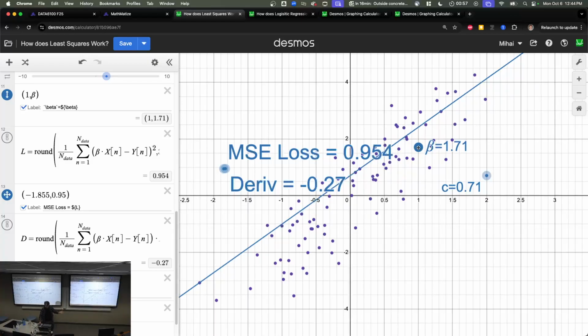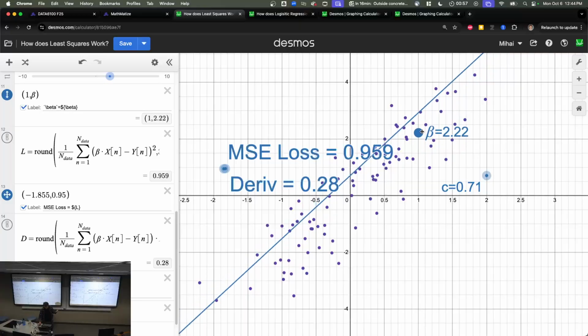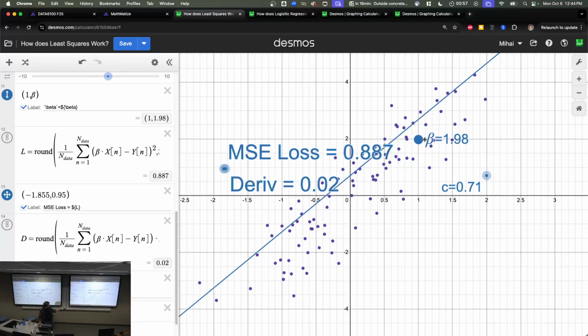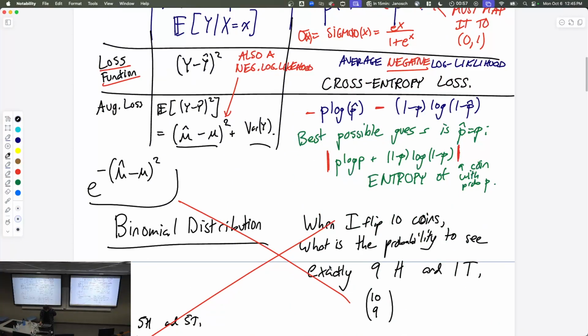So when the derivative is negative, that means you're too small, so make your number bigger. If the derivative becomes positive, then I've made it too big, and I should make it smaller. So I should play with the value of beta until the derivative is 0. If you set the derivative to 0, that is the absolute smallest value I can get for the mean squared error, which is 0.887. Let's derive this. I'll give you the punchline quickly.